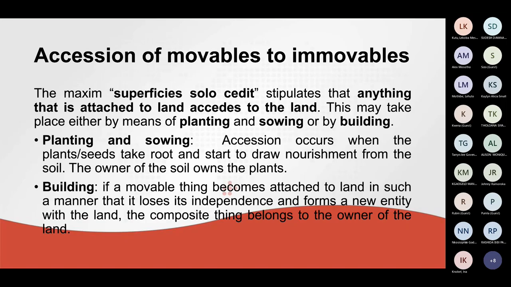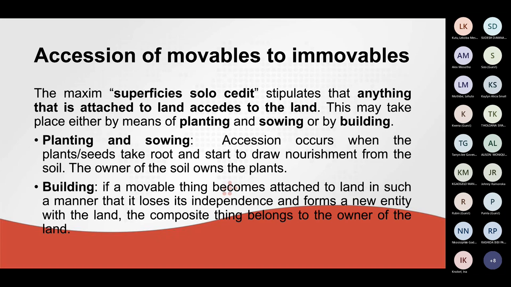It's important to take note of the Roman Dutch law principle, superficies solo cedit. It stipulates that anything that is attached to land accedes to the land. This may take place either by means of planting and sowing or by building a structure on land. If you plant and sow on someone else's land and the seeds take root on land belonging to someone else, the owner of the soil becomes the owner of the plants and not you who planted them on the other person's land.